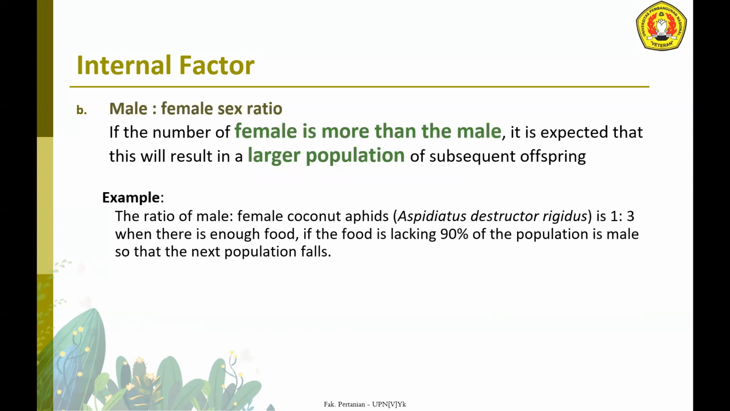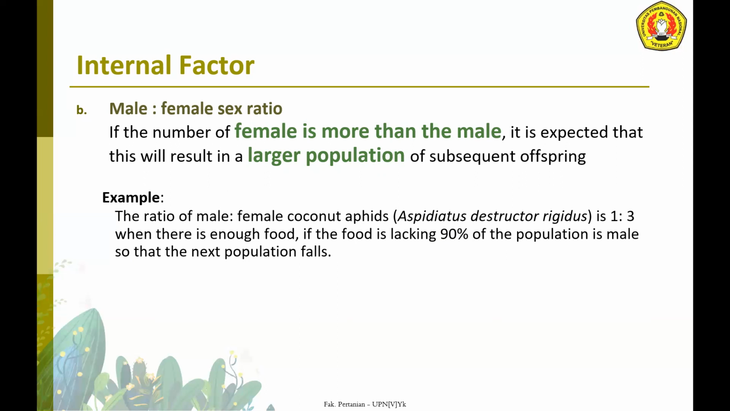Like the example of the ratio of male and female in coconut scale, Aspidiotus destructor rigidus: 1:3 when there is enough food. If the food is lacking, 90% of the population is male. So the sex ratio is influenced by the environment, including food.